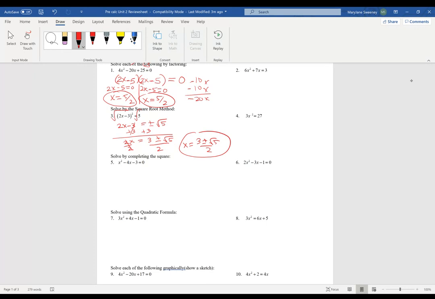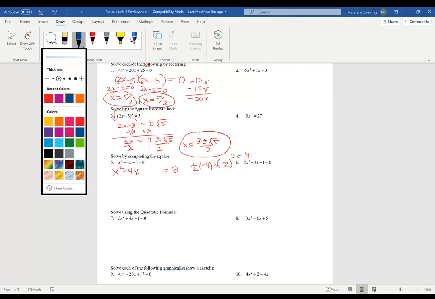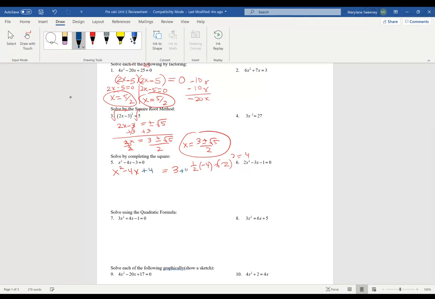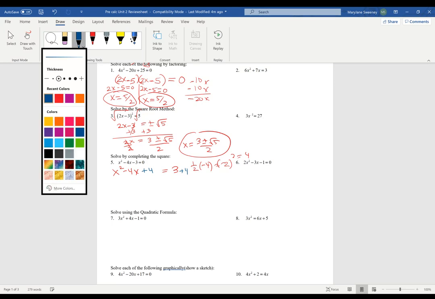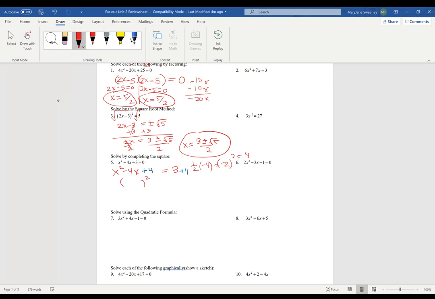Completing the square, we group the x squared and the x, move the constant over. Then you're going to take half of the b, half of negative 4 is a negative 2, square it, which is positive 4. That is what you're going to add to both sides. So you're going to add 4. Then the left-hand side can be written as a binomial squared. The right-hand side you simplify.